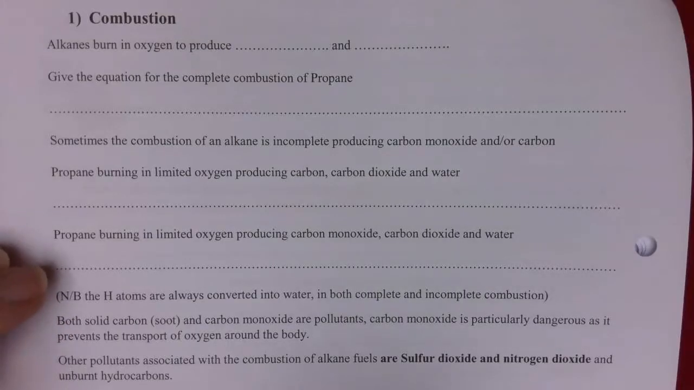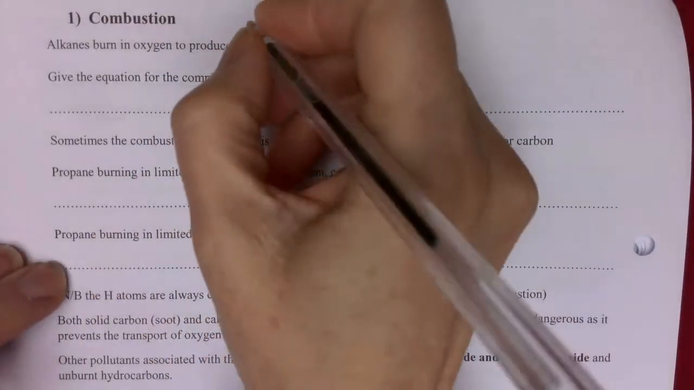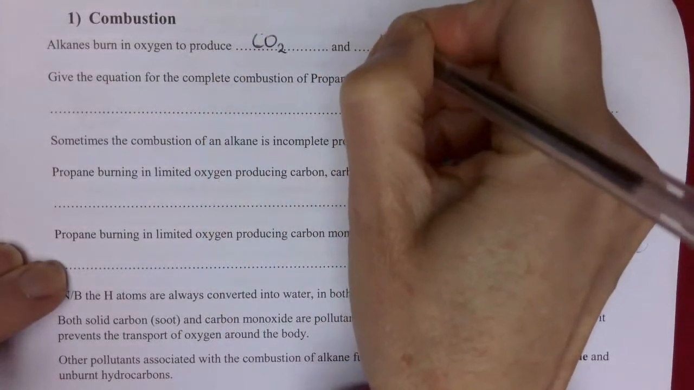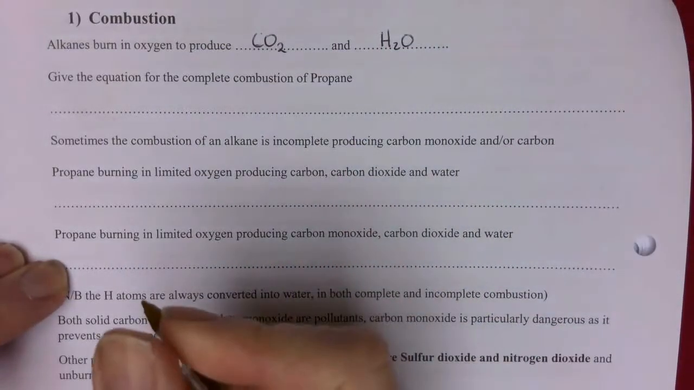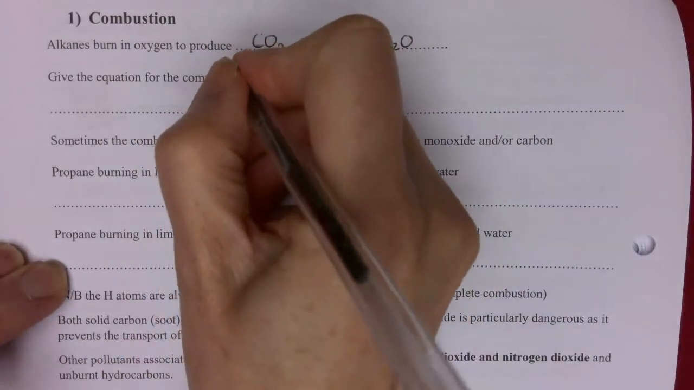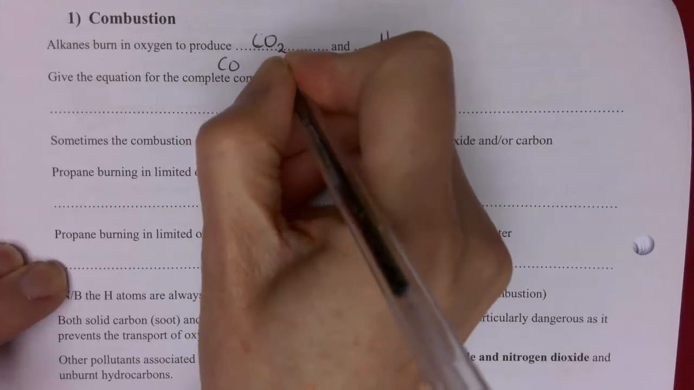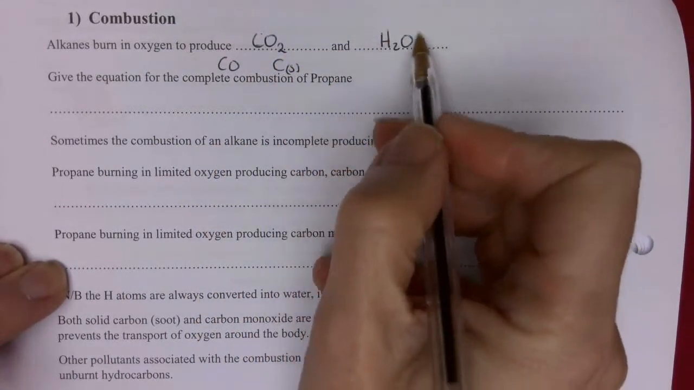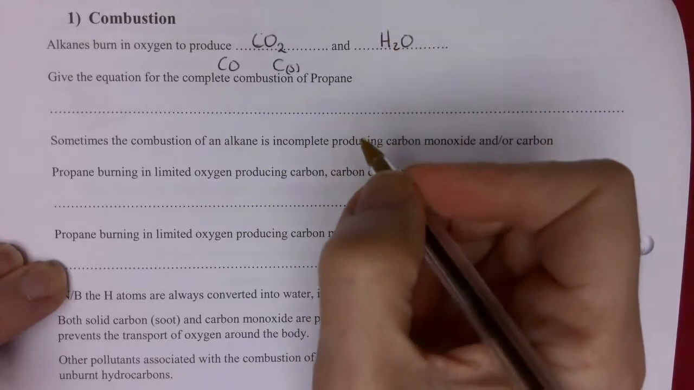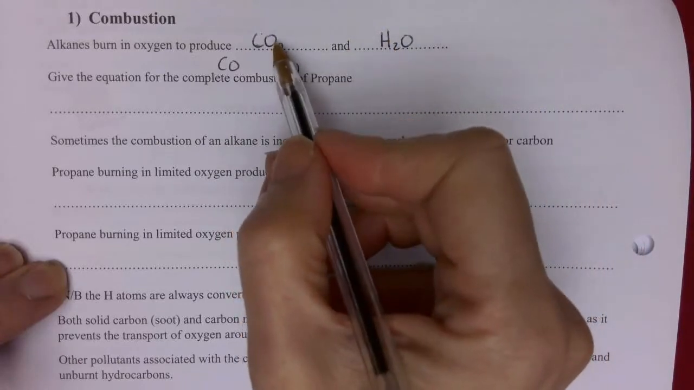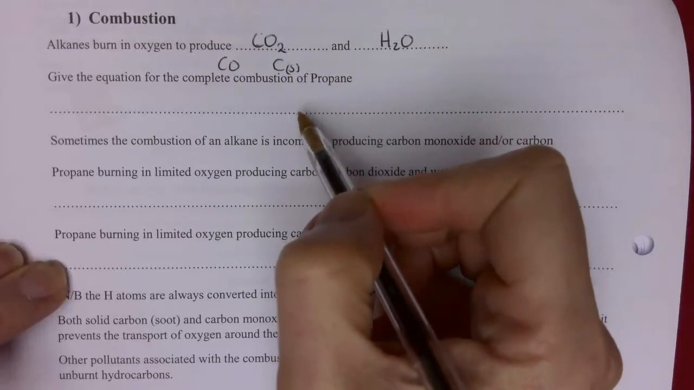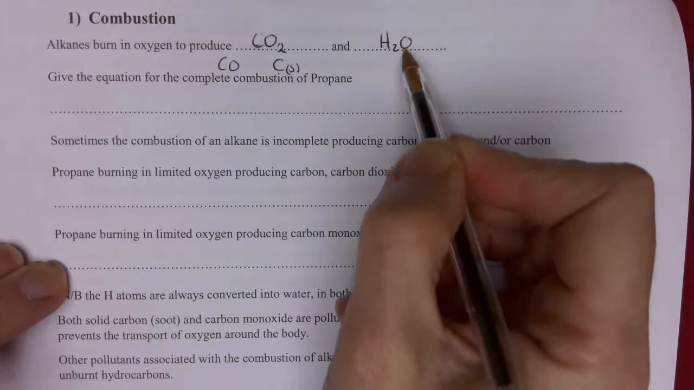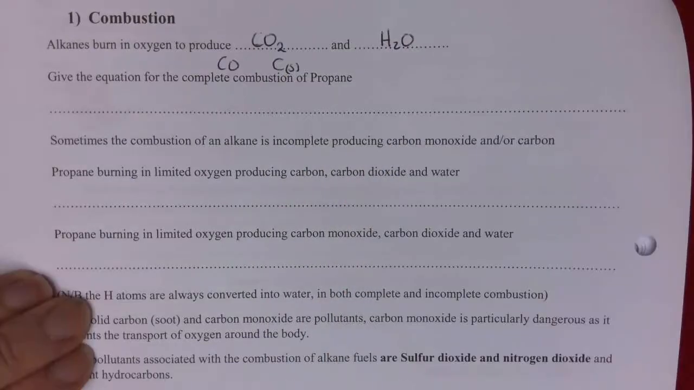So alkanes and other hydrocarbons burn to produce carbon dioxide and water. Now, if there is incomplete combustion, you would also get some carbon monoxide and just some carbon, otherwise known as soot. But remember, you would always get water. So complete combustion, carbon dioxide and water. Incomplete combustion, either carbon monoxide and or carbon, but always water.